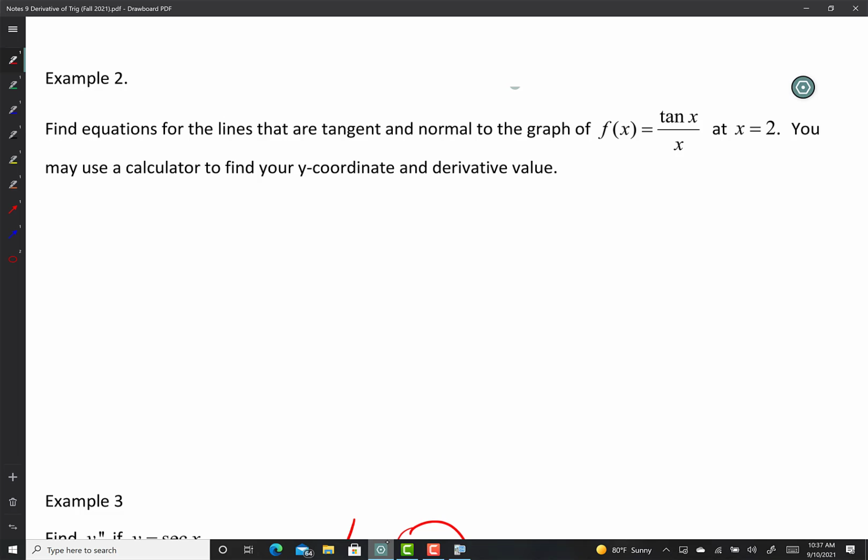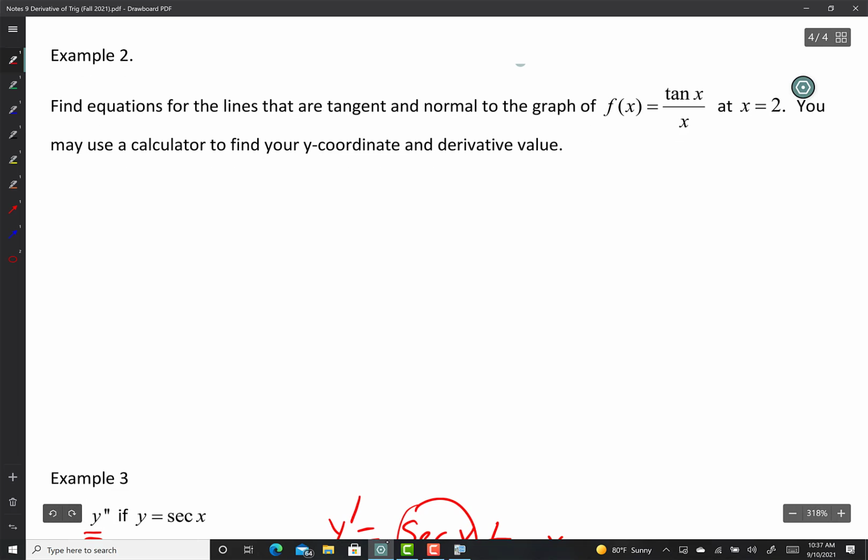All right, so here we go. If I want a tangent line, I need two things. I need what and what? A point and a slope. So let's get our point. My point is 2 comma tan 2 over 2. But I want a decimal, so let's figure out what this is.